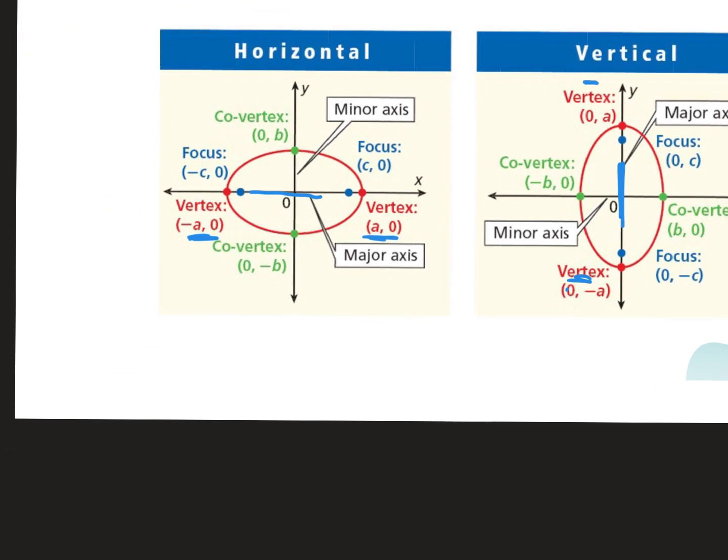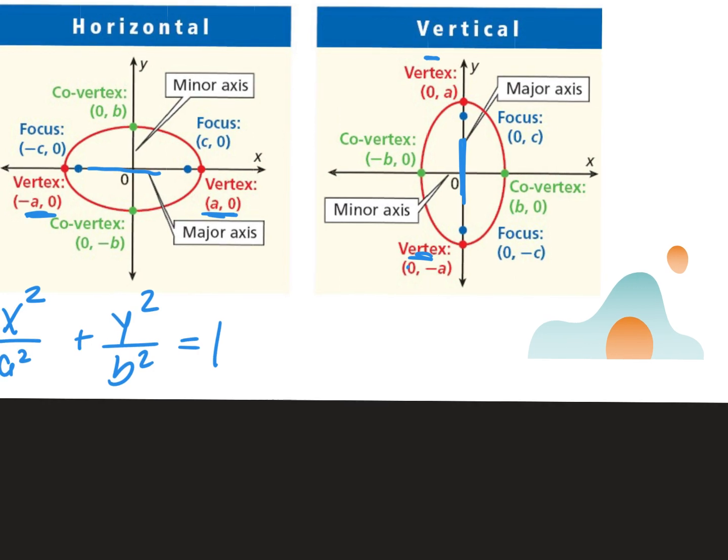We're going to talk about the equation. Let me write this down for you guys. This is for the horizontal, and this is for the vertical. I want you to notice what the difference is, because you're going to have to be able to recognize what is different to tell you what kind of an ellipse you have. What is different about these two formulas? The B and the A are switched.